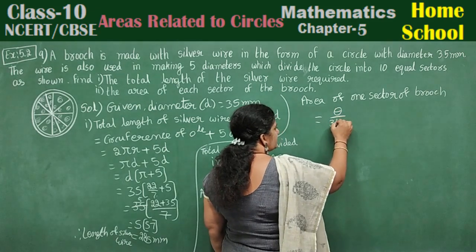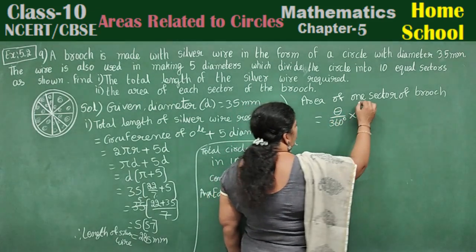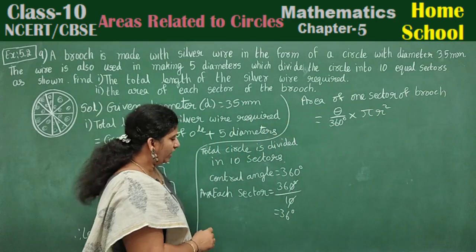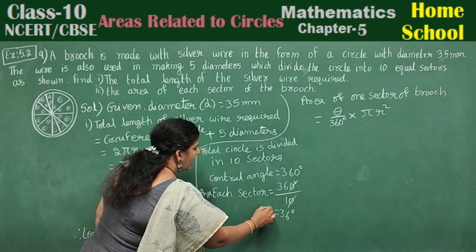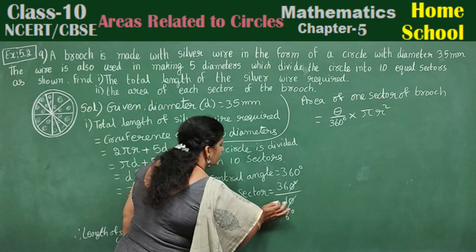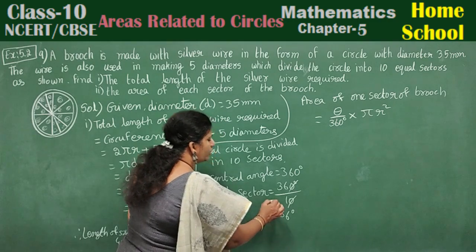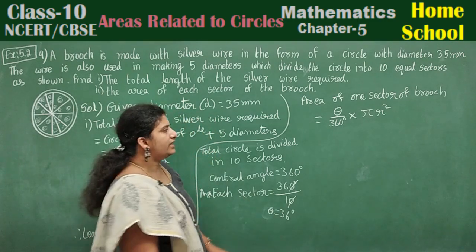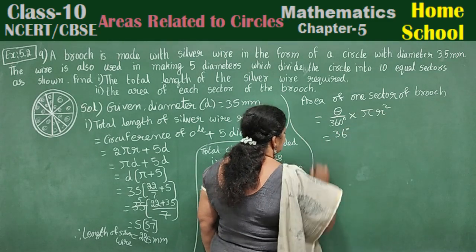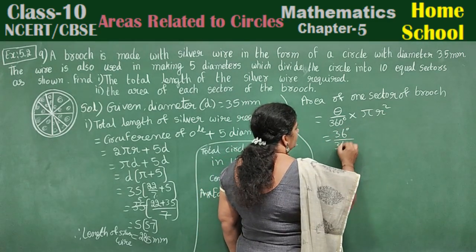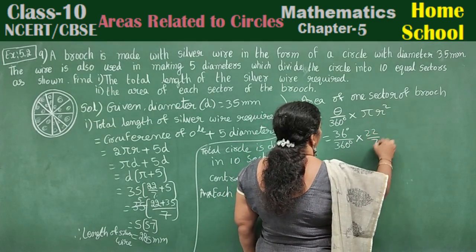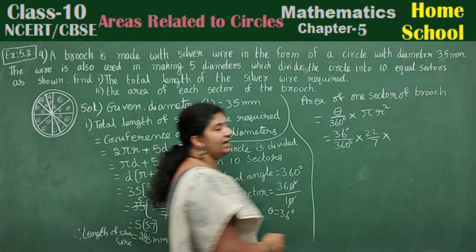Theta by 360 degree into area, pi r square. Okay, you have found the angle here; if you want, you can write it as theta. Theta is equal to 36 degree. Substitute 36 degree by 360 degree into pi value, which is 22 by 7, into radius.